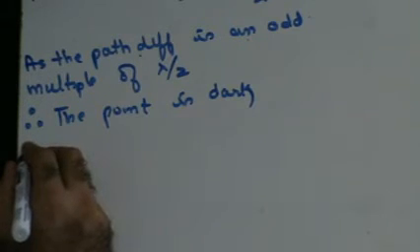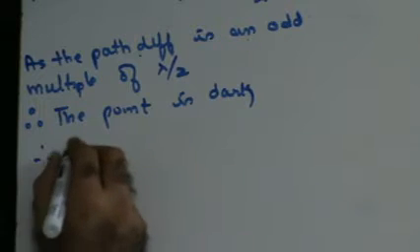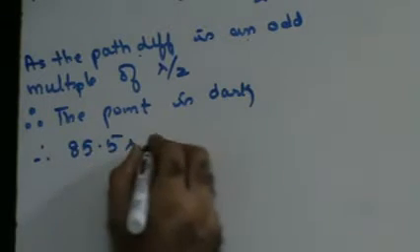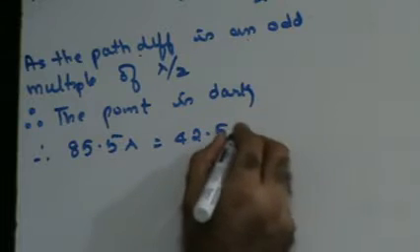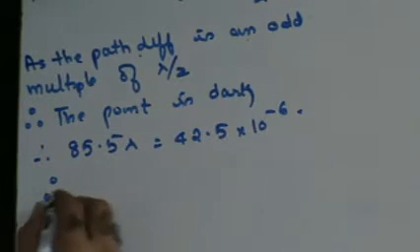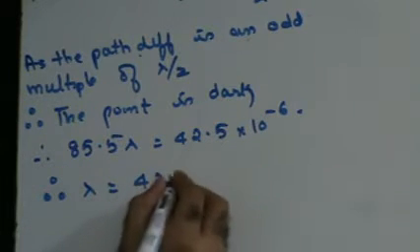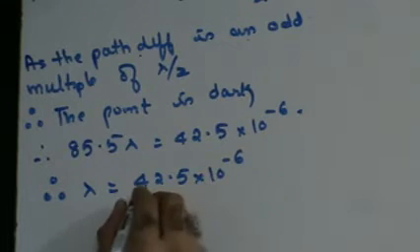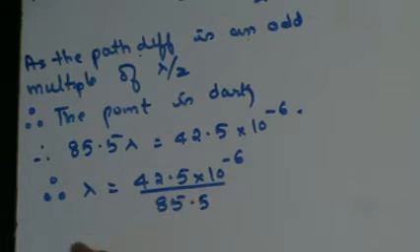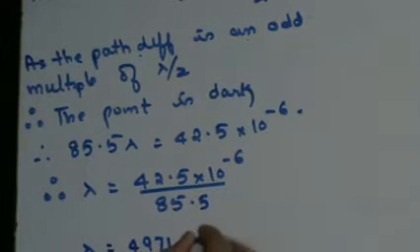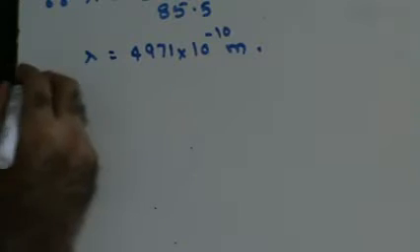Next, the path difference is given to you as 42.5 micrometers. That means I can say that 85.5 lambda is 42.5 into 10 raised to minus 6. Therefore lambda is 42.5 into 10 raised to minus 6 upon 85.5. When you simplify this, you will get 4971 into 10 raised to minus 10 meters. So the wavelength is 4971 into 10 raised to minus 10 meters. Fine. Take down next one, please.